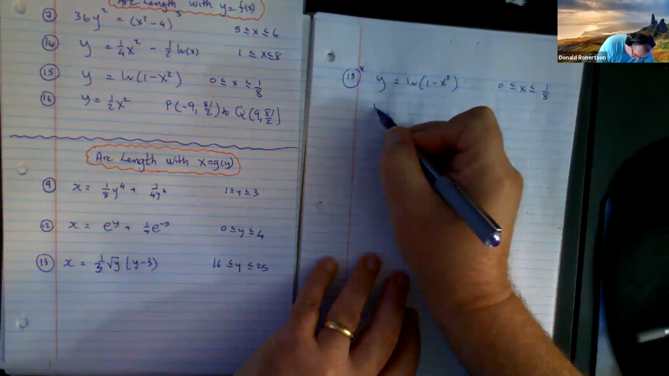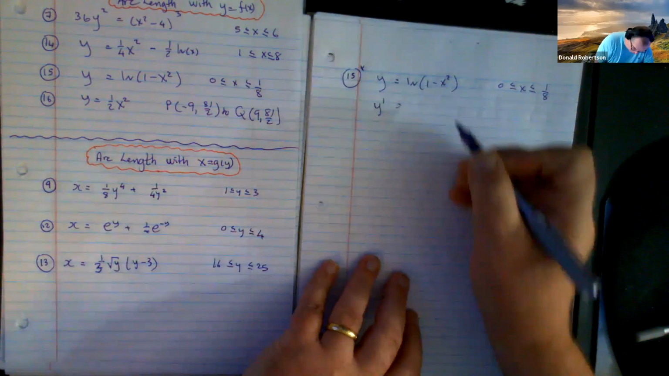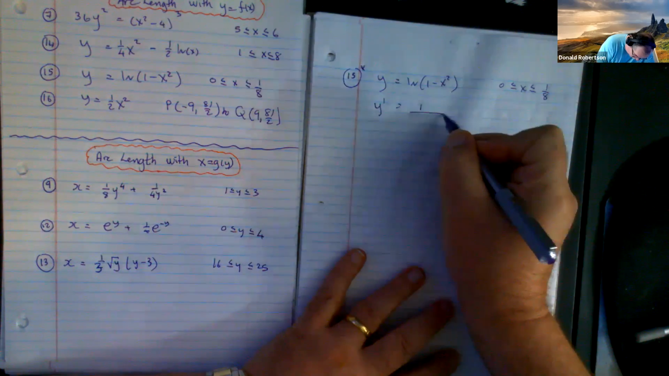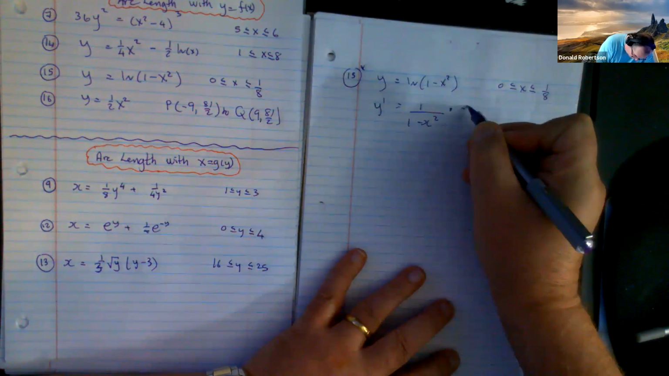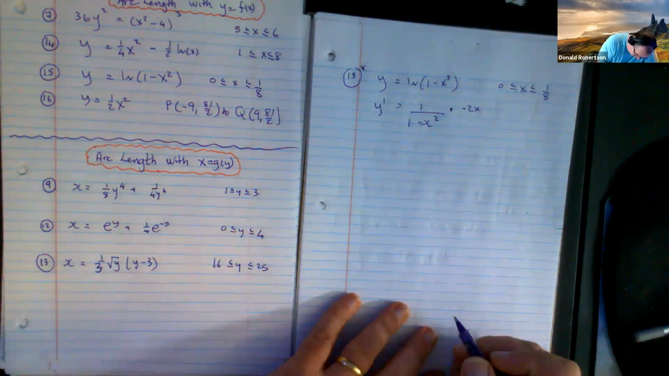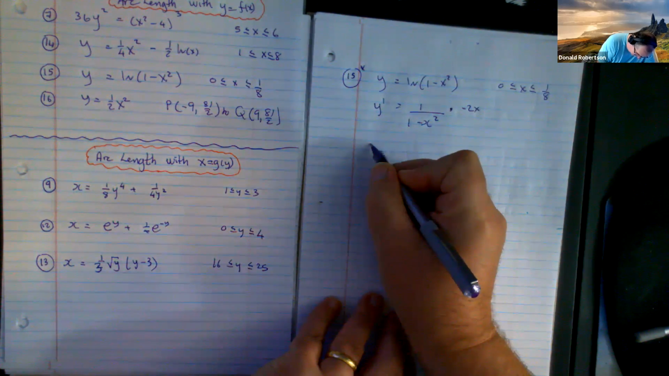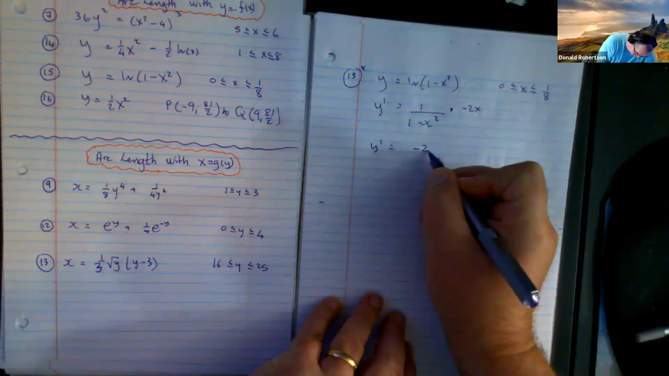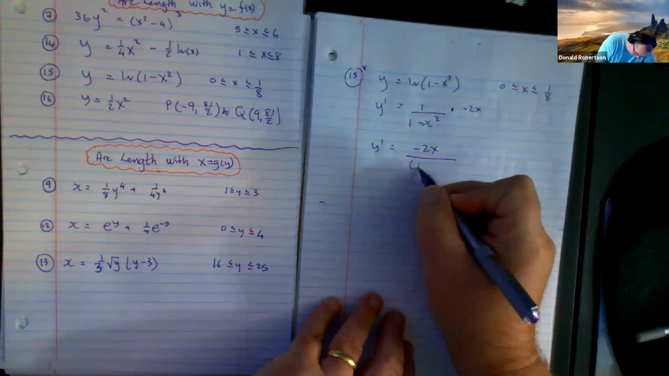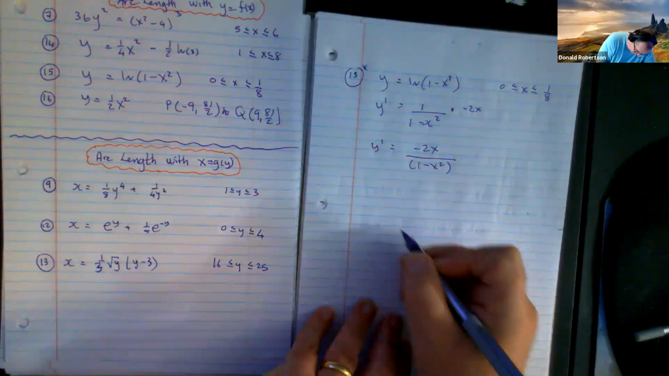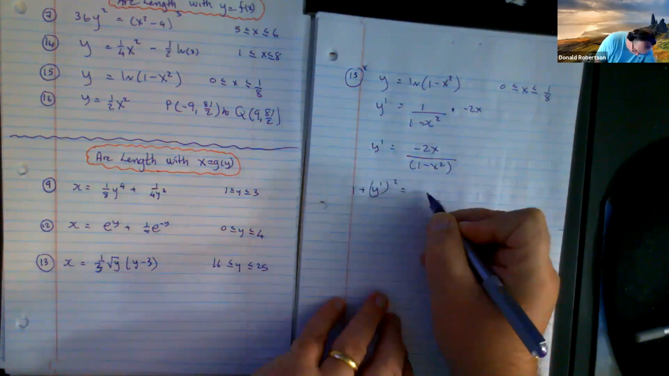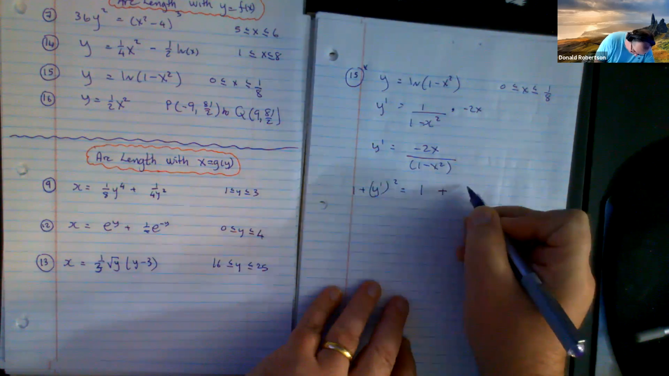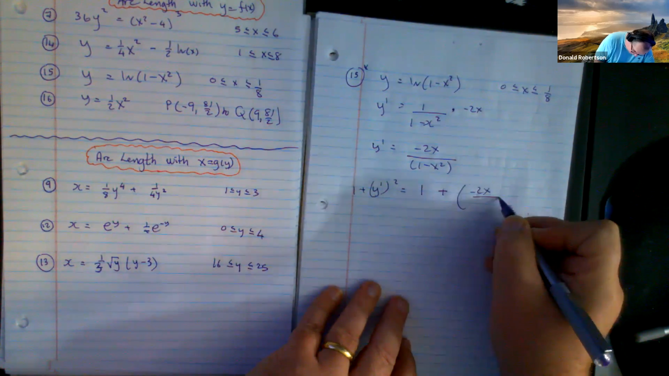Okay. Hopefully when you see that, you think chain rule. So it's going to be 1 over 1 minus x squared times the derivative of 1 minus x squared, which is 2x. And that becomes this guy. And if you do 1 plus this guy squared, you get 1 plus this ugly fraction squared.